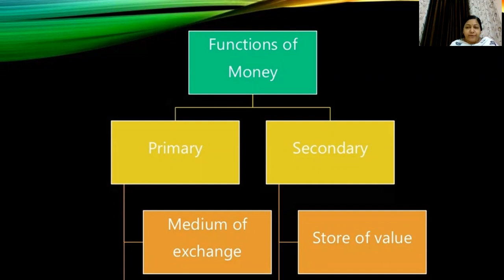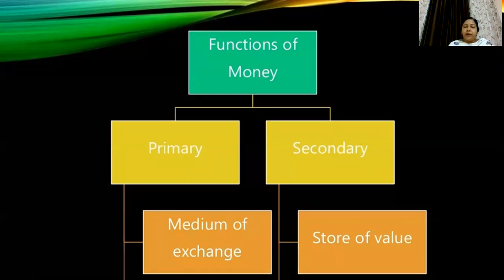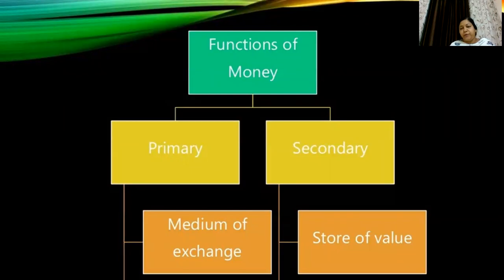According to Professor Kinley, the functions of money are divided into three parts: primary functions, secondary functions, and contingent functions. In your syllabus nowadays, the primary and secondary functions are there. But I will explain the contingent functions also, because then you will easily understand the primary and the secondary functions. So first of all, we will discuss the primary functions.